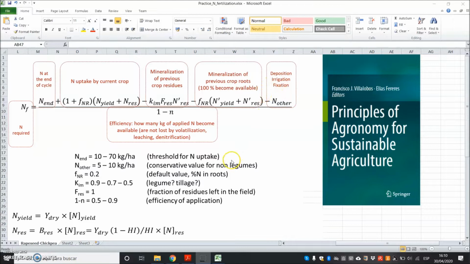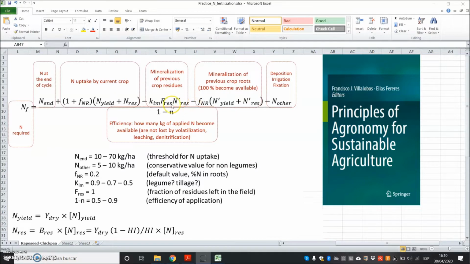If we are working with a non-legume crop, we can use low values for N other, going usually from 5 to 10 kilograms per hectare, except if the water is particularly rich in nitrogen, of course.